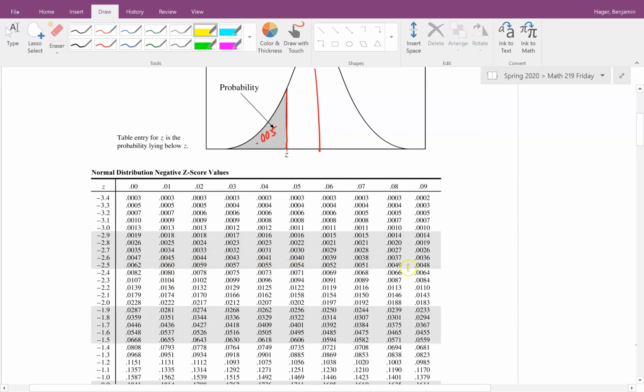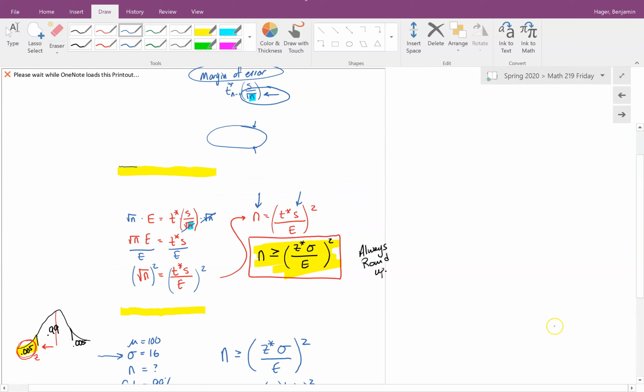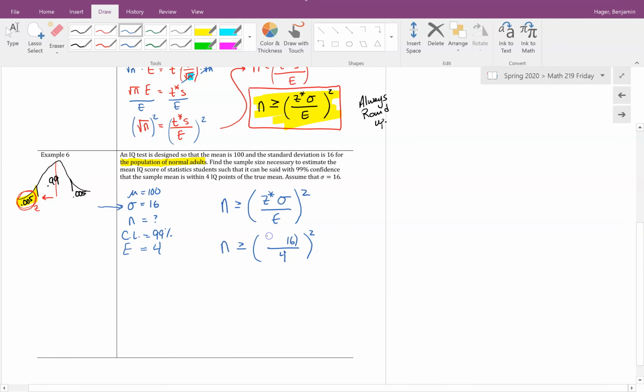0.005 is in between these two. So it would be in between, let's see, negative 2.5 and in between negative 2.57 and negative 2.58. So I'm going to split it down the middle and say it's negative 2.575. That's halfway in between 57 and 58. Okay? There's my z-score I'm going to use. So I need a little more room. 2.575.